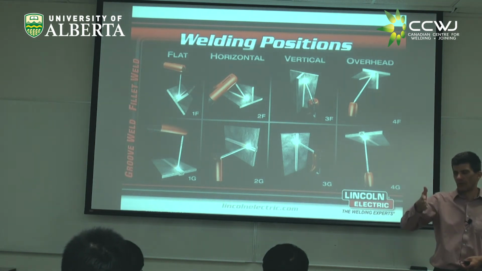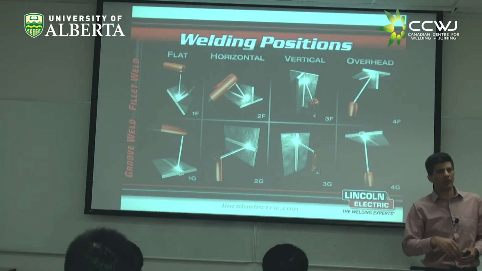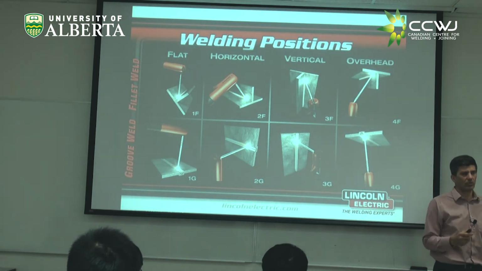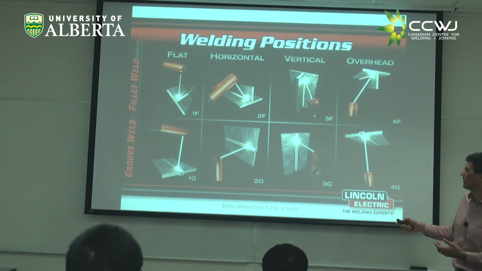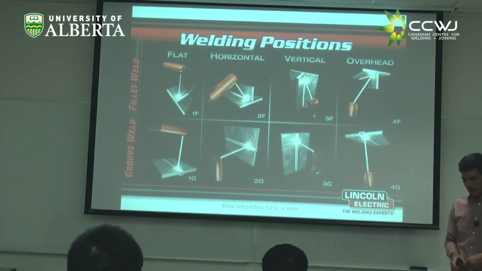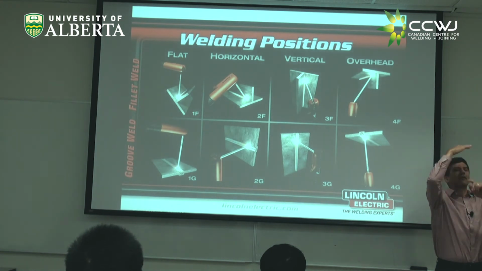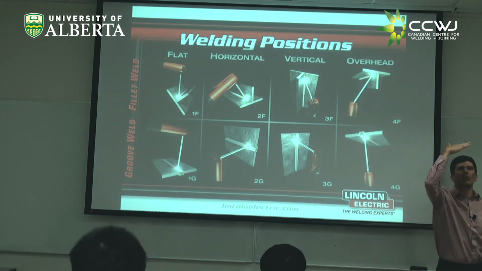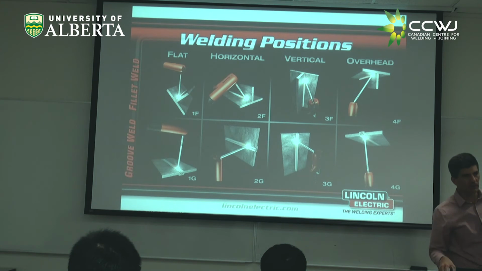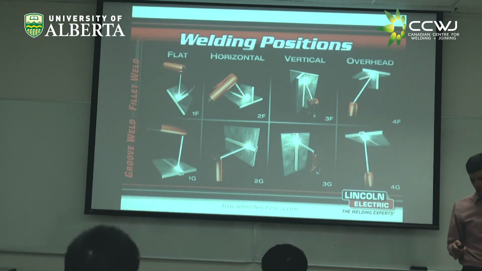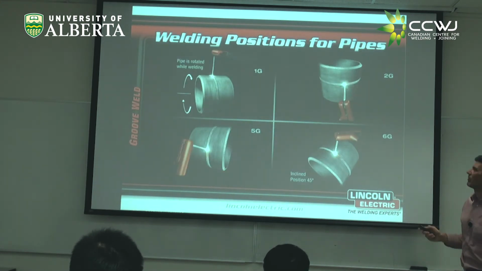If I now go vertical, whether it's up or down, in North America we call it position 3. F or G depends on groove or fillet. And if we go overhead, we call it 4, right? And now it is exactly the opposite of position 1, 4F or 4G, right? This is just naming.